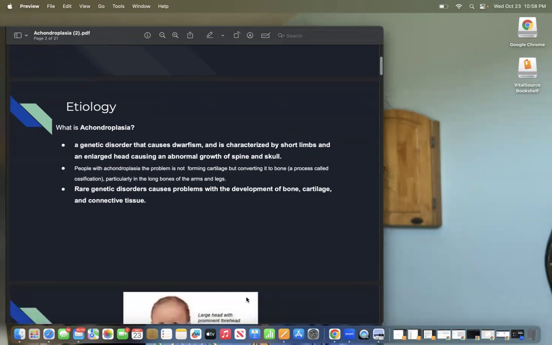So, etiology. What is achondroplasia? It is a genetic disorder that causes dwarfism. It is characterized by short limbs and an enlarged head, causing an abnormal growth of spine and skull. In people with achondroplasia, the problem is not forming cartilage, but converting it into bone. This process is called ossification, particularly in the long bones of the arms and legs. The rare genetic disorder causes problems with development in the cartilage, the bone, and the connective tissues.